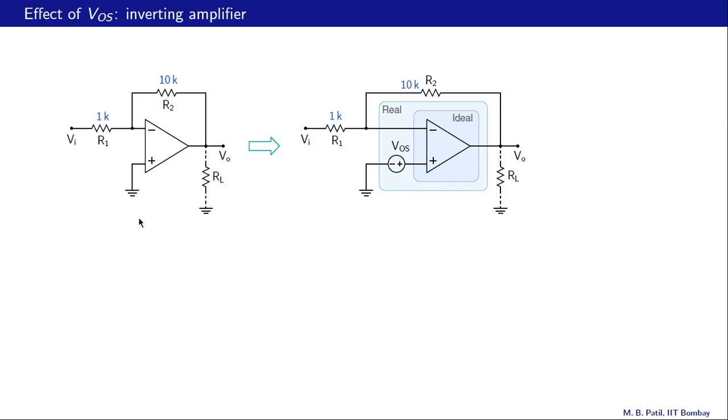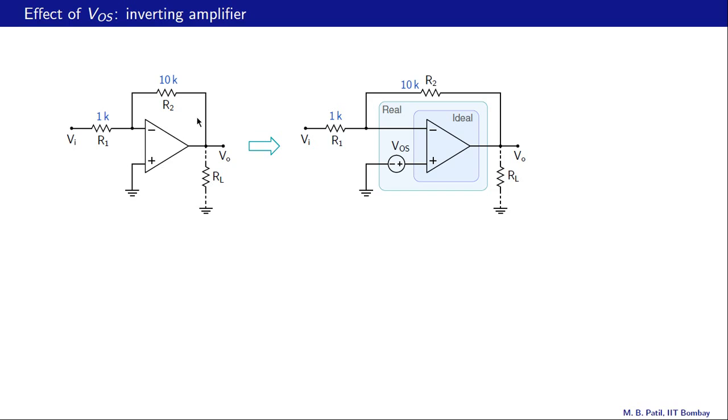Let us now look at the effect of the offset voltage on an inverting amplifier. Here is an example. R2 is 10K, R1 is 1K. So the gain of this amplifier is minus 10K divided by 1K, that is minus 10.